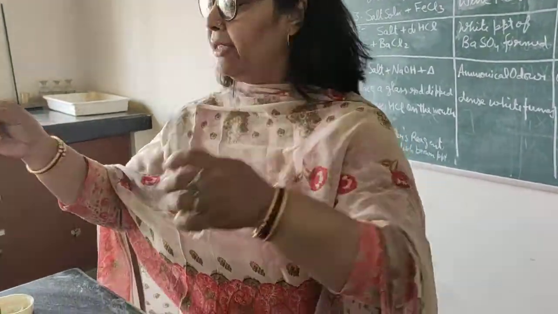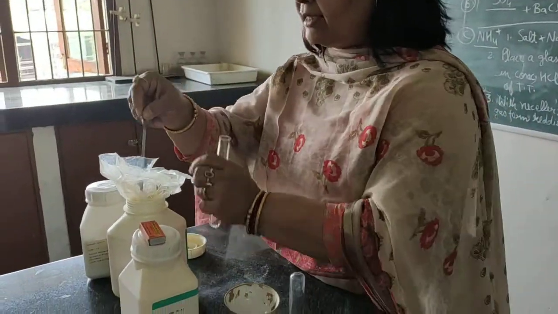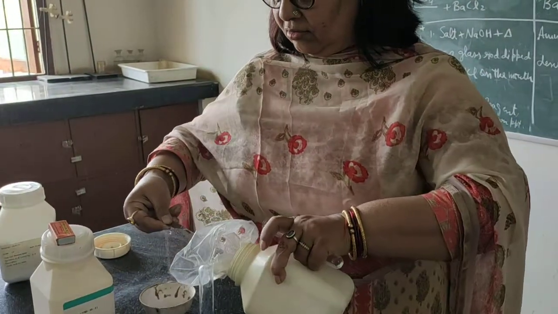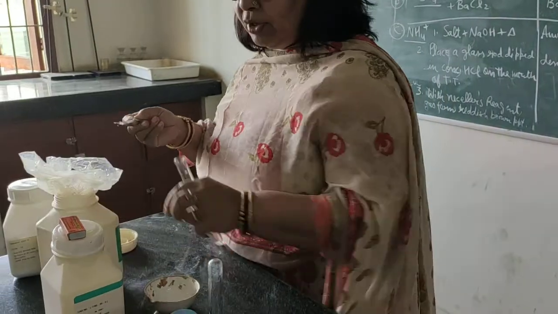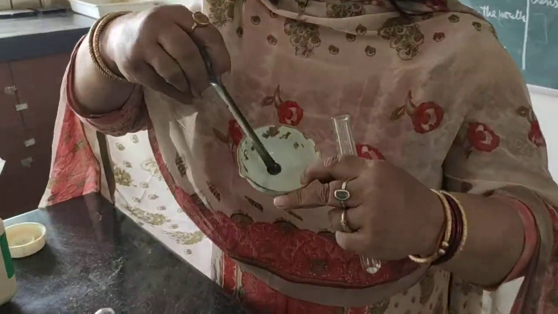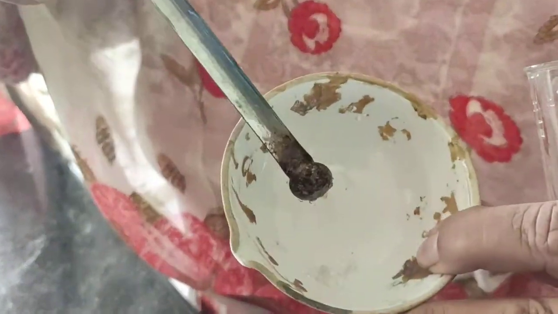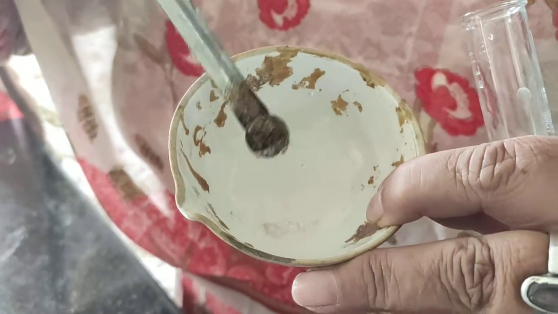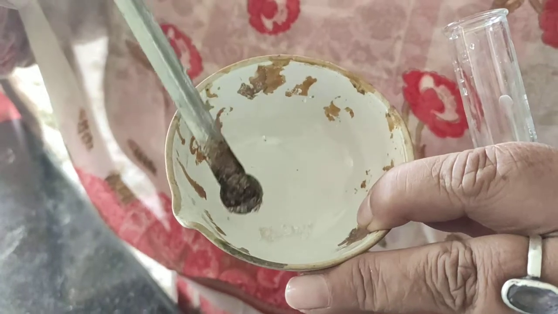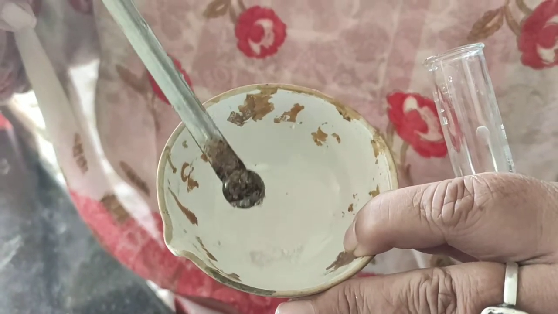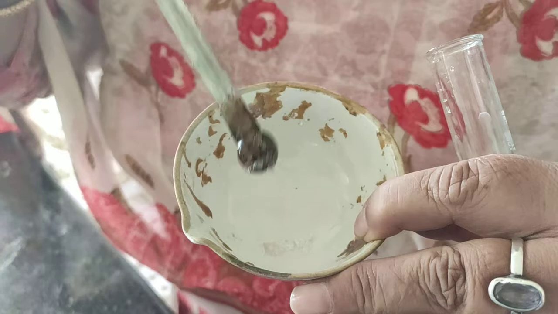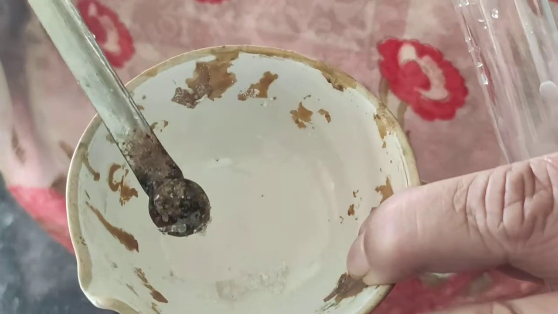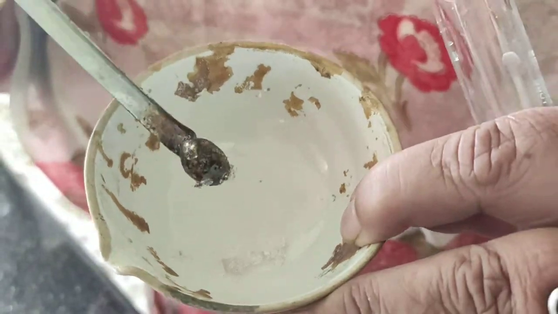Now I just show the physical state of this salt. You see that this salt is crystalline in nature, white in color, and in the CBSE syllabus all the salts are water soluble. This is ammonium acetate, and it has a peculiar odor also, right? So this is its physical state.